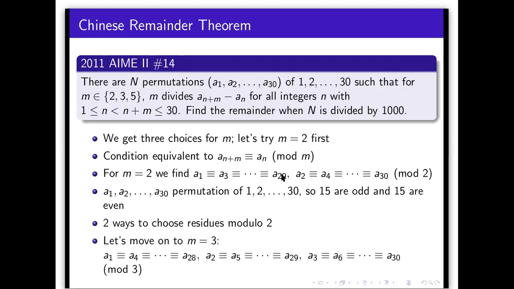So let's move on to m equals 3. When we have m equals 3, then a sub 1 mod 3 is constant, a sub 2 mod 3 is constant, and a sub 0 mod 3 is constant. Does anyone have any questions thus far? Okay.